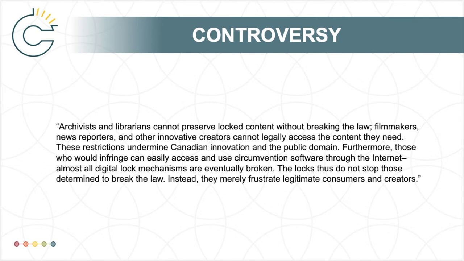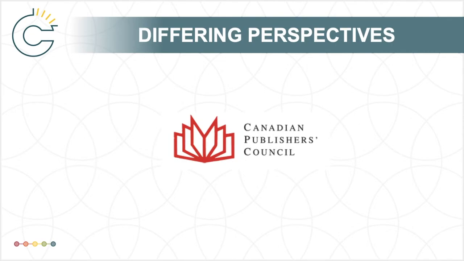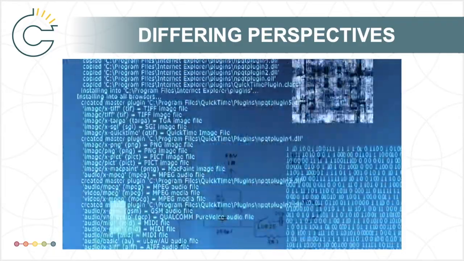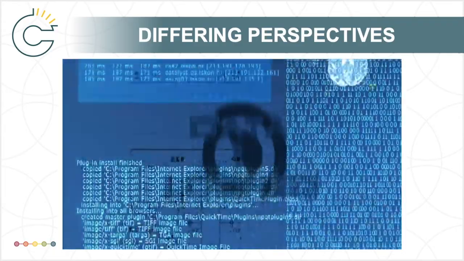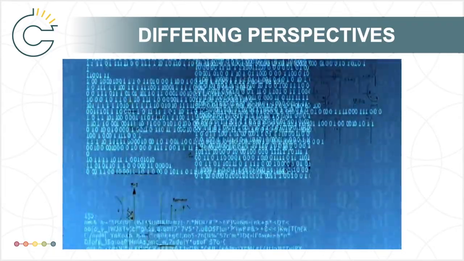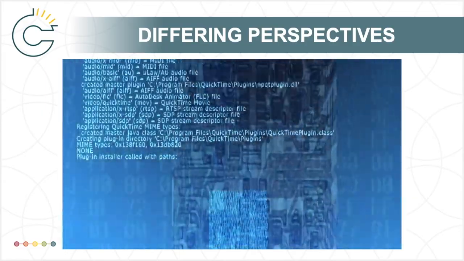internet. Almost all digital lock mechanisms are eventually broken. The locks thus do not stop those determined to break the law. Instead, they merely frustrate legitimate consumers and creators. On the other hand, groups like the Canadian Publishers Council believe that TPMs are critical to protecting their businesses, ensuring that creators are compensated properly for their works, and preventing unauthorized modification of digital content, such as video games.